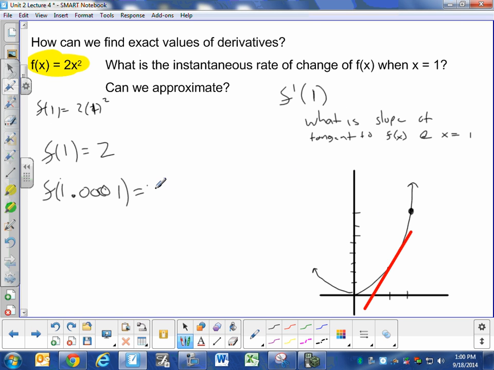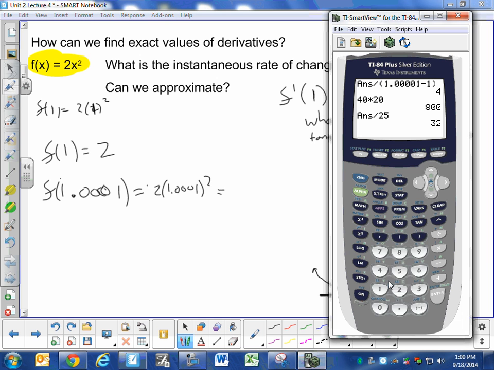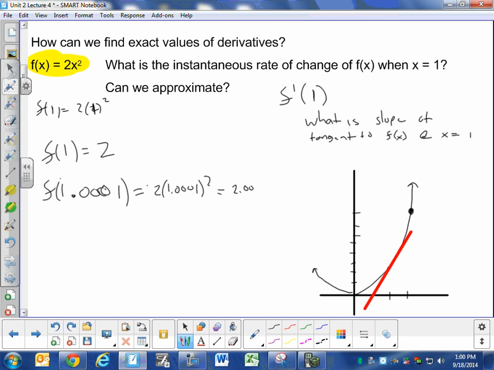So I plug in 2 times 1.001 and I square it, and I get 2.004002. Hopefully it stops there. Maybe it repeats. I don't know. All right, well, what do I do with those values?